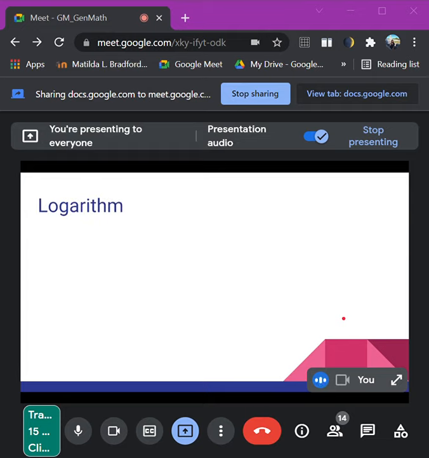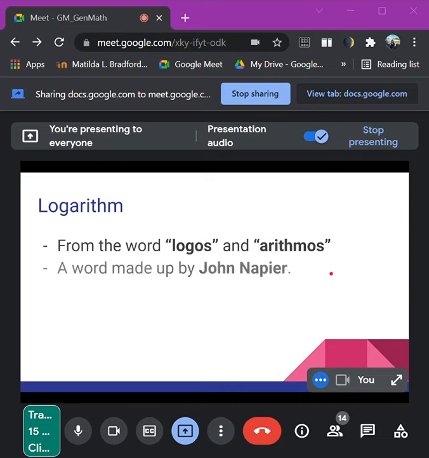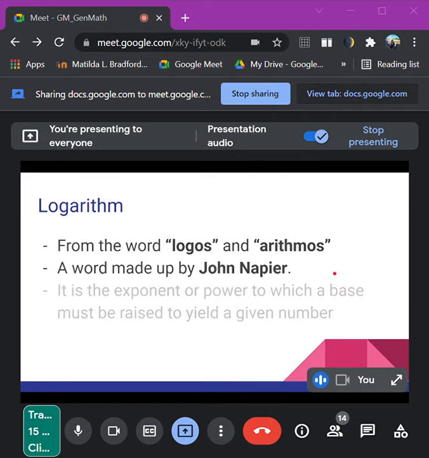giving its definition. When we say logarithm, it is from the words logos and arithmos. It is a word made up by John Napier, and it is the exponent or power to which a base must be raised to yield a given number. That is what we call logarithm.